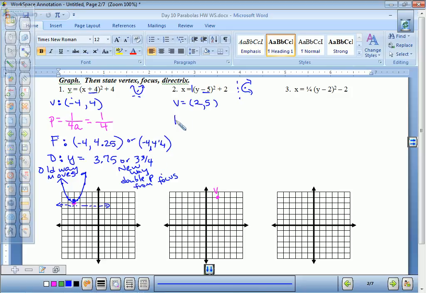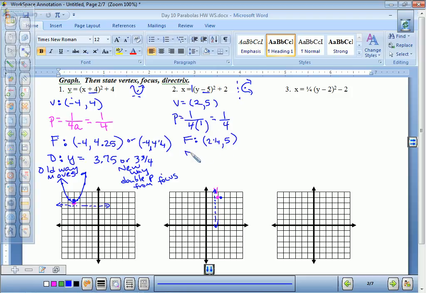All right, P is 1/4 times A. What is A in this problem? It's the understood 1, so P is 1/4, which means I go over to the right a fourth to get my focus. Back to the left a fourth to get my directrix. So the focus was over to the right a fourth. So it's 2 1/4, which is 2.25.